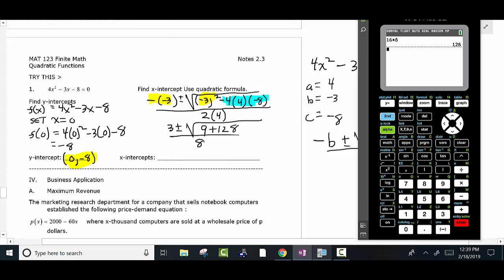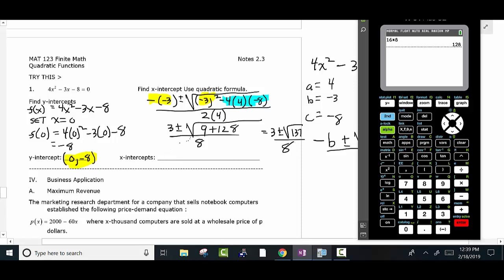Now you just do 128 plus 9, which is 137. So what you would end up getting here is 3 plus or minus the square root of 137 over 8. How many people got 137? Okay, that's good. All right, so that's the detail of that.